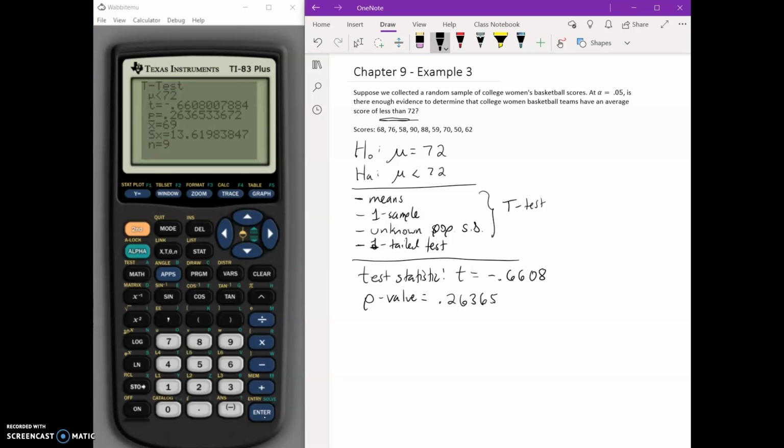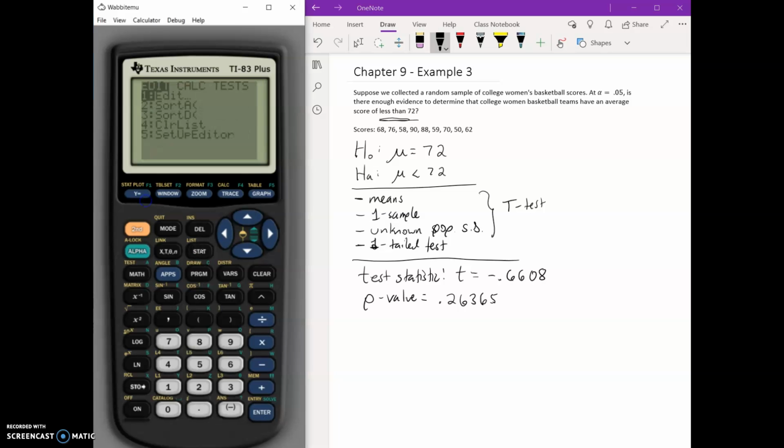But notice with our sample mean, we're saying the sample average was 69. We're wondering, is that really sufficient to say that it is truly less than 72 and it wasn't just due to sample error? So when we look at this p-value, it's not extremely small. This doesn't really seem like we should be very convinced, since to be as extreme or more extreme is very likely.